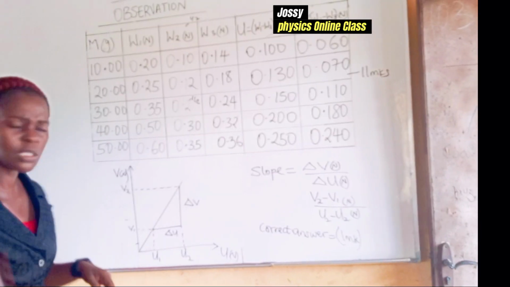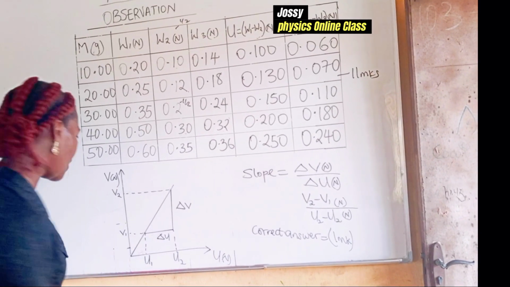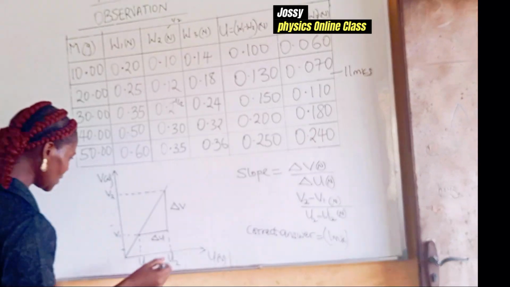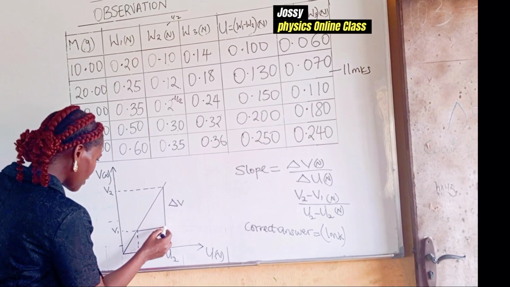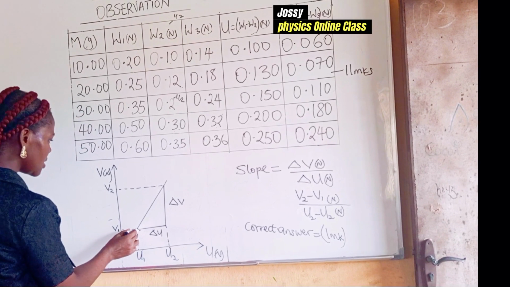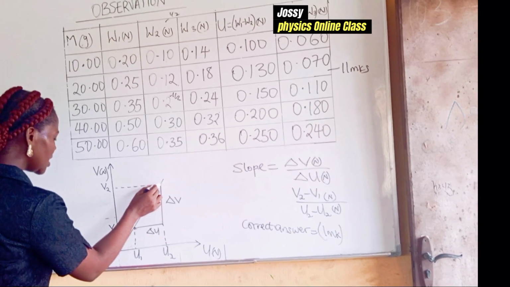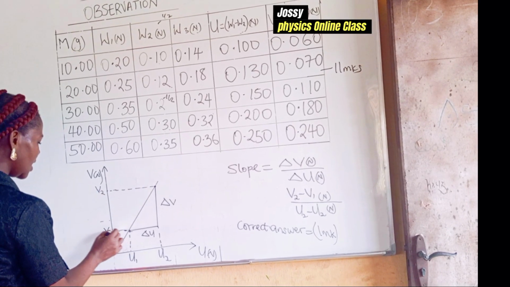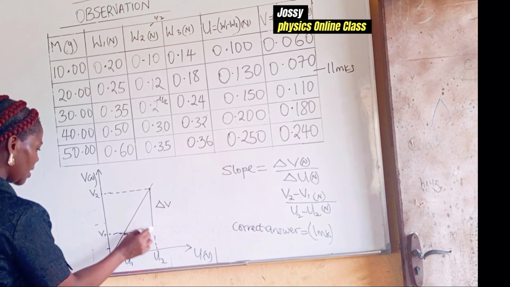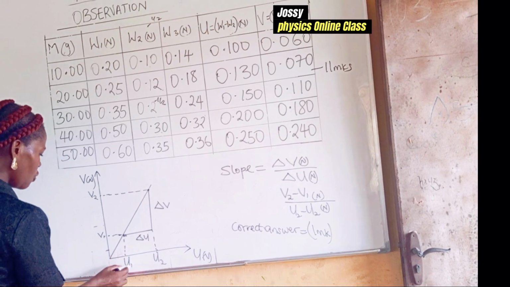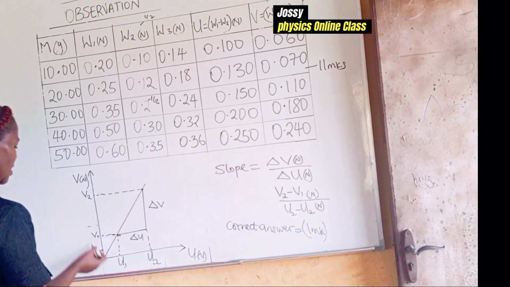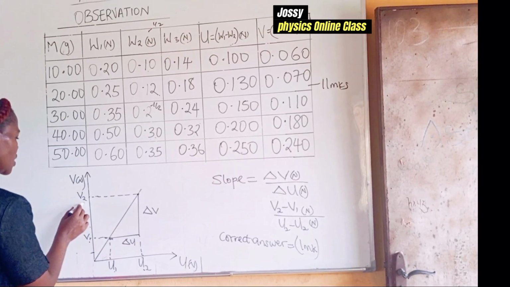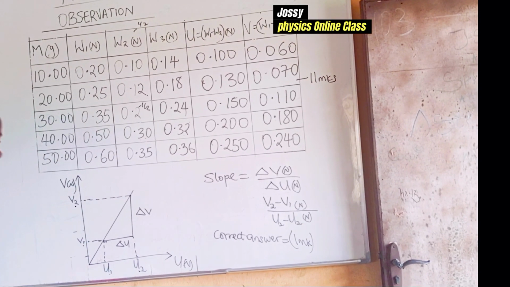Then the next thing I'm going to do is how to get the slope. How do you get the slope? Pay attention. By drawing a large triangle. Now from where it's touching the line, you extend it here and extend it here. Extend it down and extend it down. This is my U1, this is my U2. But this is my V1, and this is my V2.